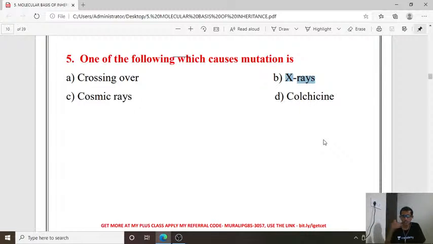Okay, so mutation is caused by mutagens, and prolonged exposure of body into these mutagens like X-rays, UV rays, etc. So in that, ionizing radiation and non-ionizing radiations are there under mutations. Okay, so right answer is B for fifth one.